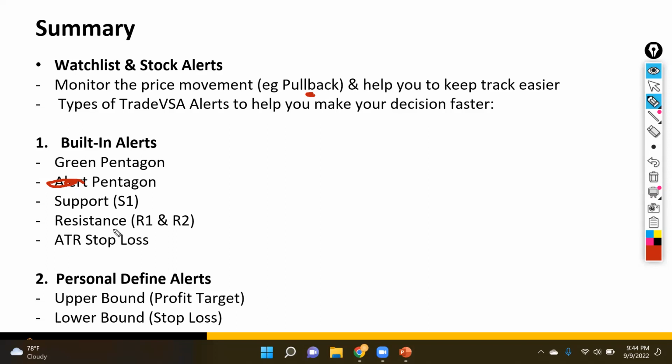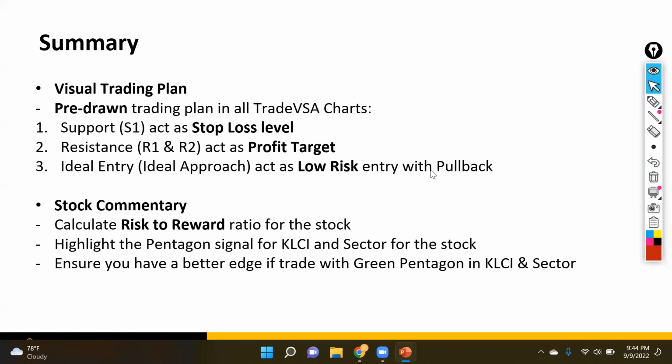So we have resistance, the profit target, ABS, and ATL stop loss. This is for those who are looking for long-term FA counters. You want to monitor your ATL stop loss. The other one is personal defined alerts, which is your own personal profit target and stop loss. You can set your own, and it will also send you alerts once it hits.